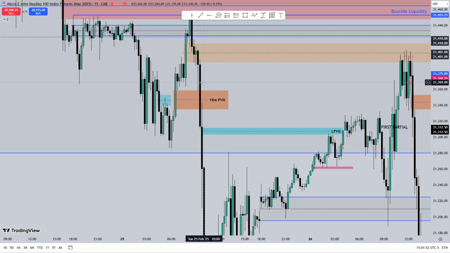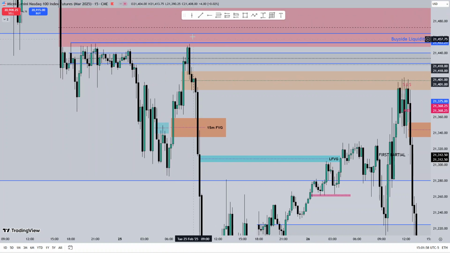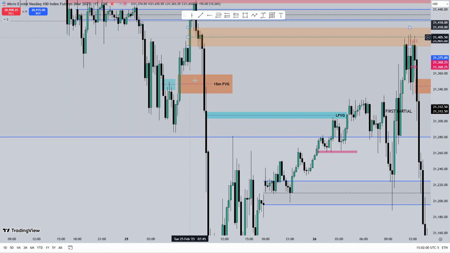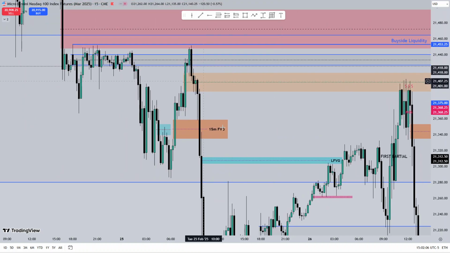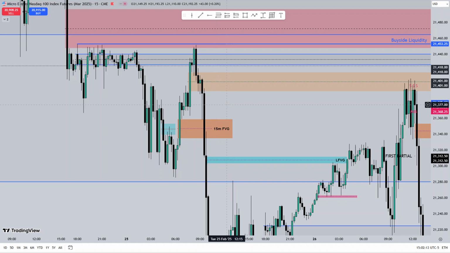Market simply came here, and see, this is the last fair value gap when market simply traded a higher time frame PD array and fell. These 15-minute last fair value gaps have the power to reverse the price and take this buy side liquidity. So when market came here, I was bullish.